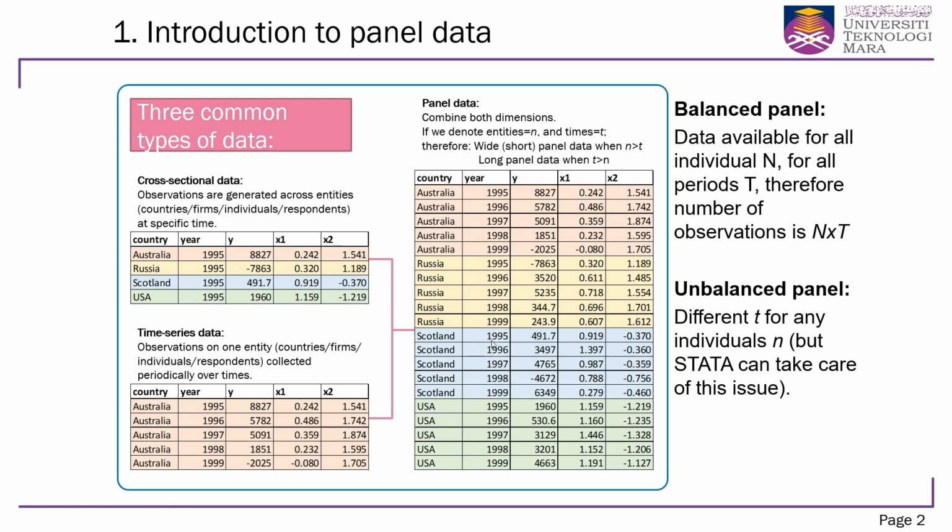So when we have panel data, it can be a balanced panel data where we have a complete data set available, no missing observations whatsoever. So data available for all individuals n and all periods t. Therefore, the number of observations will be n multiplied by t. But an unbalanced panel is a situation where you have missing observations. Some countries have only, for example, 3 years or 4 years. Some other countries have the complete number of years, which is in this case 5. So it will become an unbalanced panel data.